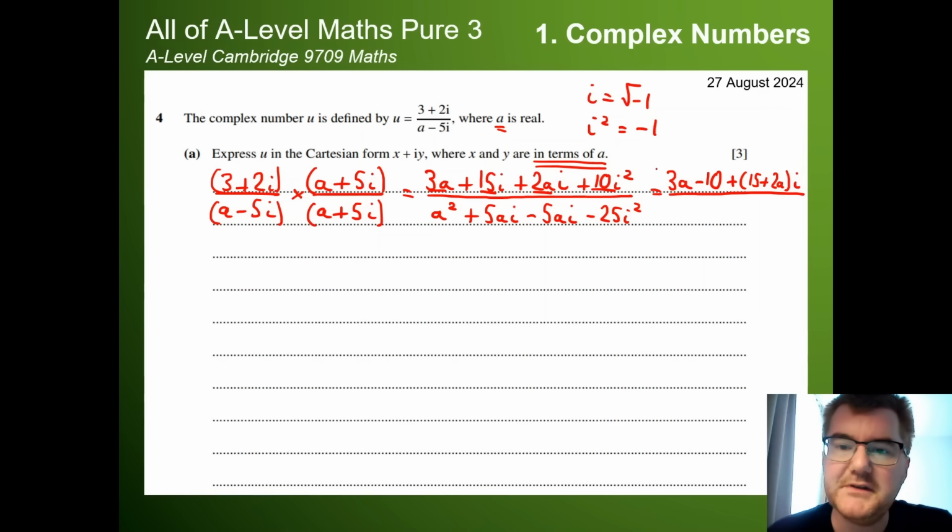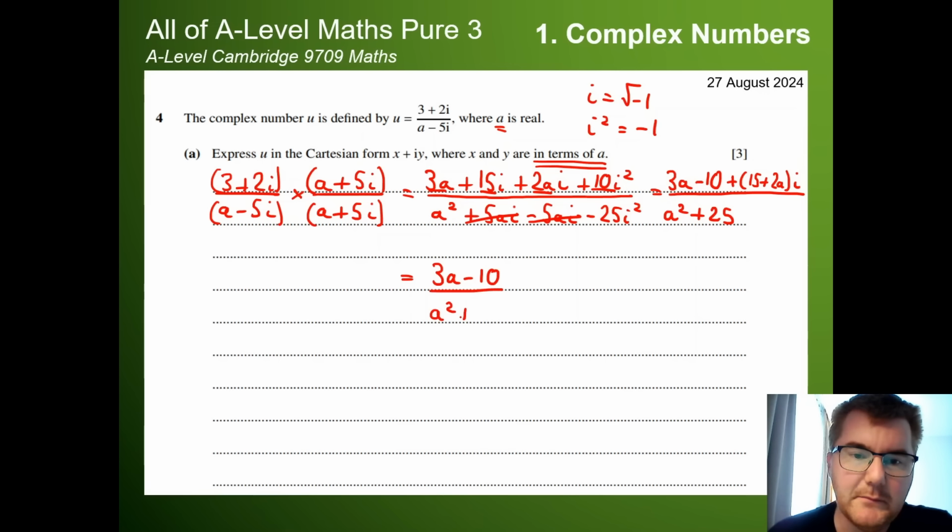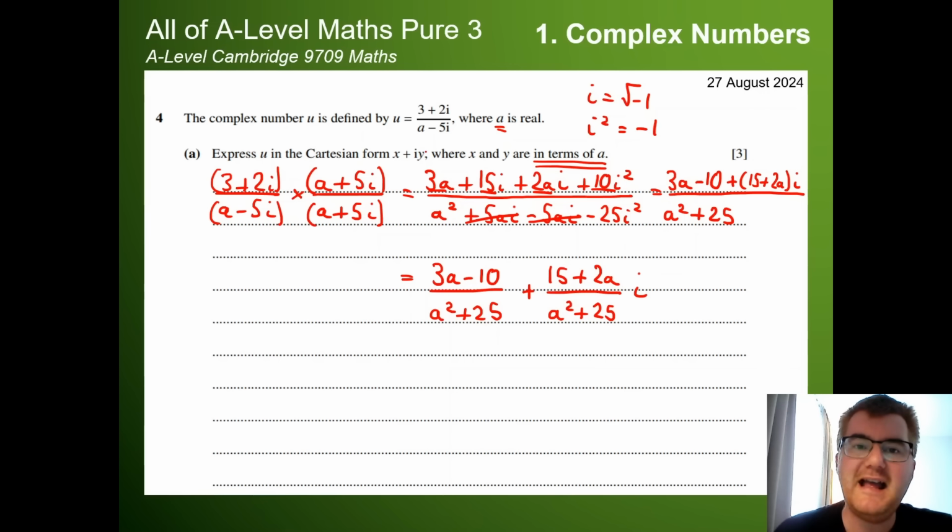If we do the same at the bottom, notice minus 25i squared, that's going to become a plus 25, so we get a squared plus 25, and notice here these two things cancel, so we do get the whole number at the bottom. At this point, we can tidy this up slightly. So what I'm going to do is separate this out. So we get (3a minus 10) over (a squared plus 25), and then we get plus (15 plus 2a) over (a squared plus 25) i, so that we can get it in the form of that x plus yi that we're looking for.